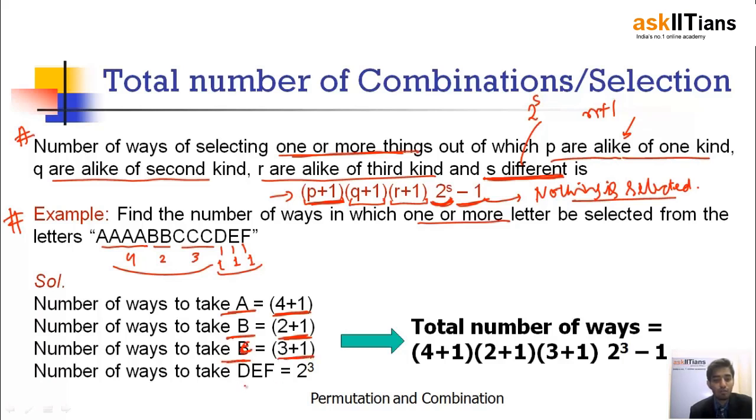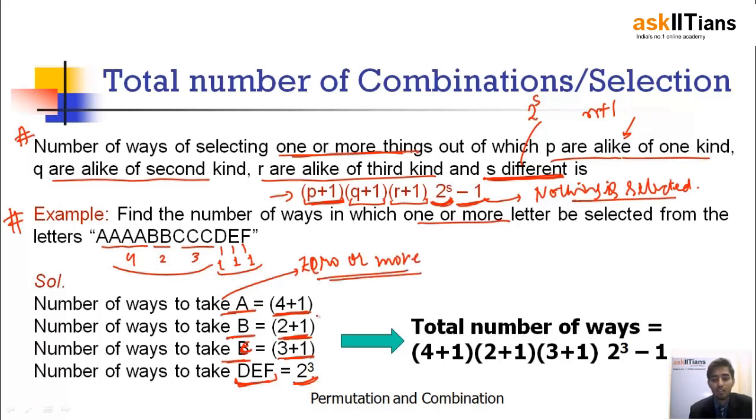And the number of ways to take D, E and F. These D, E and F are 3 distinct letters. So the number of ways of taking 0 or more things out of D, E, F will be given by 2^3. These are the number of ways of taking A, B, C, D, E and F. These are the number of ways of taking 0 or more things.